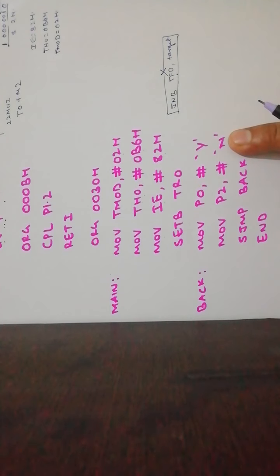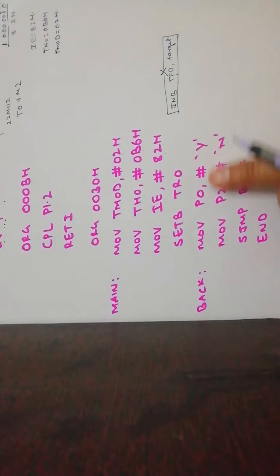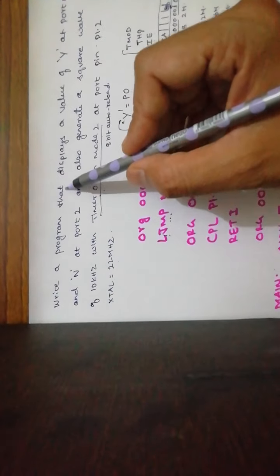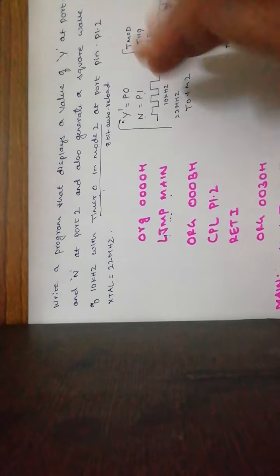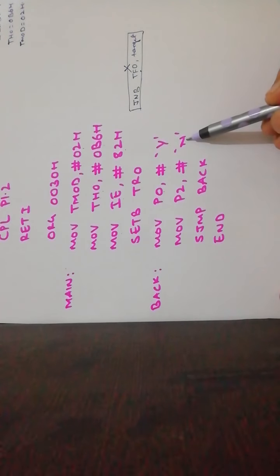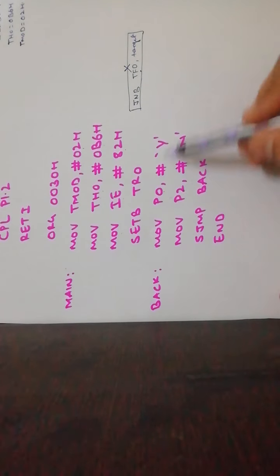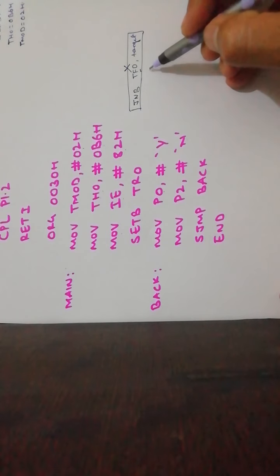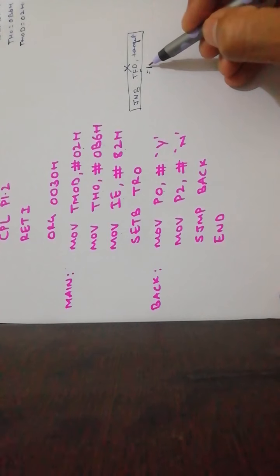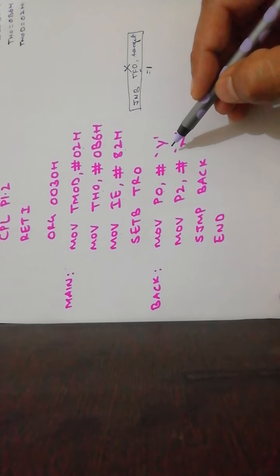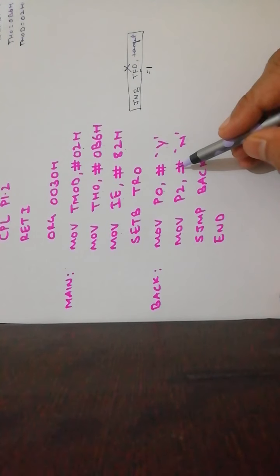ASCII value of N will be moved to P2. It will keep on moving that, so it will just display. So what is the question? The question is: write a program that displays a value of Y at port 0. Now here I am displaying the value of Y in port 0 and the value of N to port 2. So it will keep on displaying it until when? Until TF0 is set to 1. When it is set to 1, there is an interrupt, timer 0 interrupt. Until then this will be there.